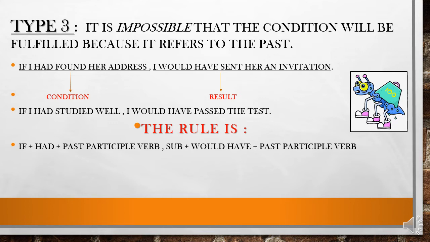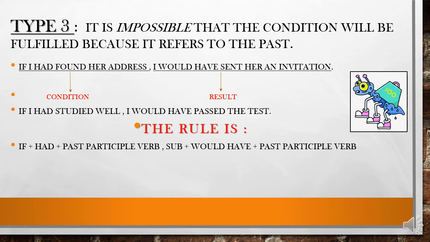Then type 2, I skipped type 2. I'll talk about it later, but now I will talk about type 3. In type 3 here, it is something impossible to happen. Why? Because the main action has already happened in the past, so we cannot change it. It is like an impossible wish. So let me read the example for you.